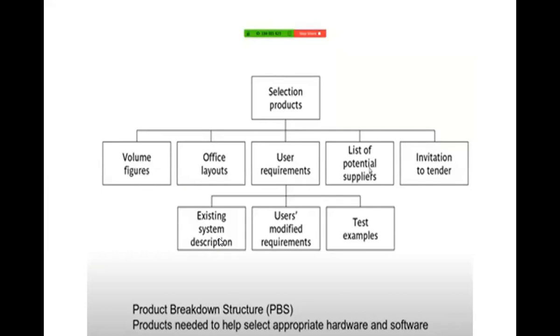Next one, test example. After requirements, we have to test them. Next, selected products, and also the list of potential supplies. What potential supplies are required for that? Potential supplies come under investigation to invitation to tender. Okay, this is called a product breakdown structure.